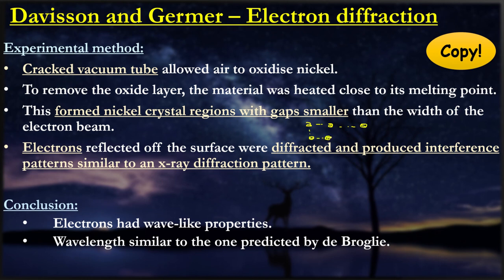Now the reason why this is so important in the investigation was this crystal lattice had a smaller gap, so the width was smaller than the electrons' wavelength. And remember, the whole concept of diffraction is waves bending around an obstacle. So with this smaller gap, the electrons couldn't just go straight through it. They would have to bend around it if they were indeed behaving like waves, which we did see. So what they found was these electrons were reflected off the surface, producing diffraction patterns and causing an interference pattern similar to an X-ray.